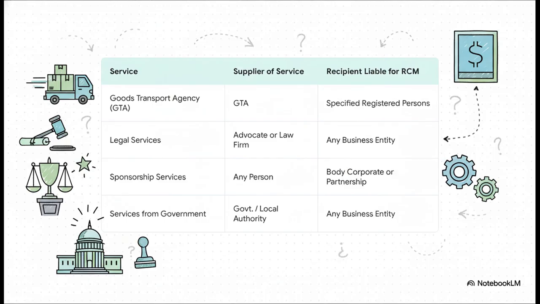If you use a goods transport agency or a GTA to move your products, RCM could apply. You get legal services from an advocate or law firm, yep, that's on you. Your company sponsors an event, you guessed it, even certain services you get from the government fall under this. In all these cases, the responsibility to pay the tax is on you, the recipient.